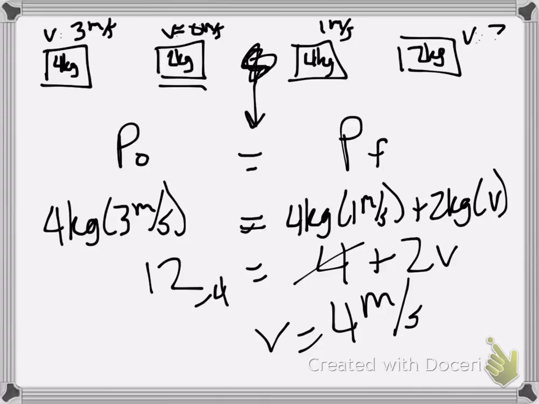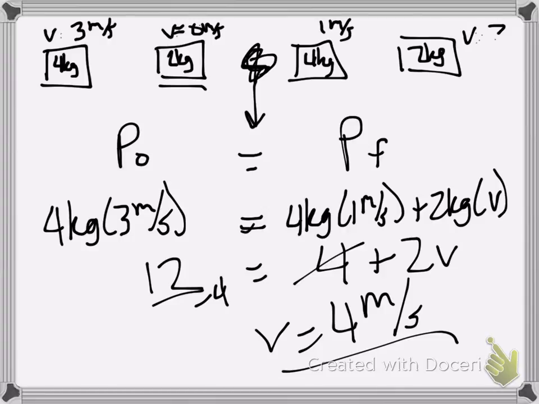Now, is this truly an elastic collision? Because we have two different things that have to be true in an elastic collision. It has to conserve momentum, which we just used conservation of momentum to find this 4 meters per second. So obviously momentum has to be conserved. We have 12 over here, and we're going to have 12 over here, 4 plus 8.